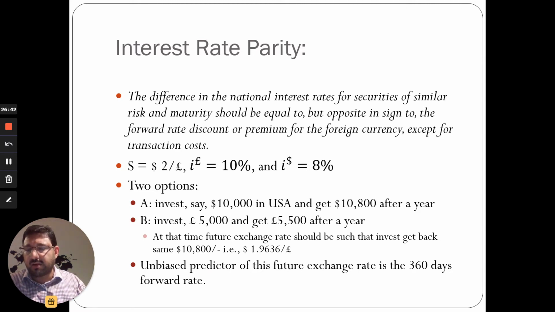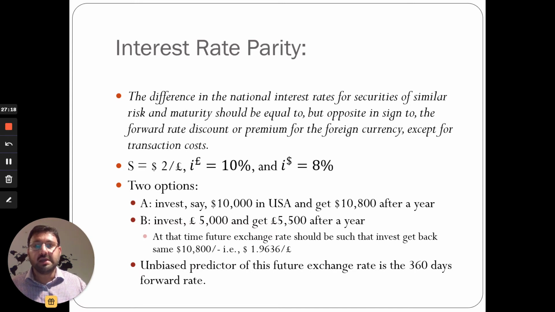So obviously right now you will be confused as to why, if he wants to get the same amount, he is first converting into pounds and then buying the forward, to get the same amount as he would get if he only invested in his domestic currency, the domestic bond, which is the US dollar. And you are right, there is no reason. And this is what the interest rate parity says.